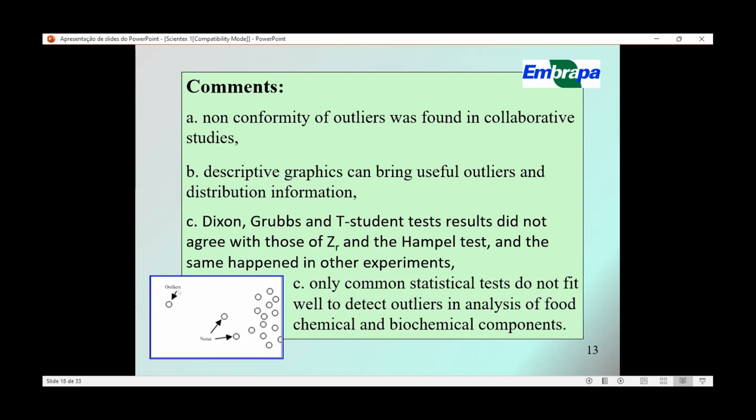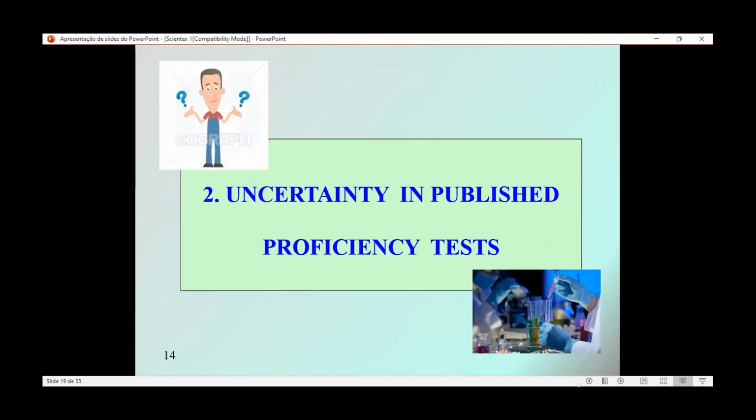Now we have a figure showing which are outliers. Now, we have to start to study other properties, other parameters we use in food quality. We studied uncertainty in published proficiency tests.